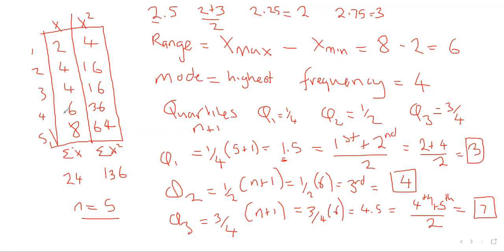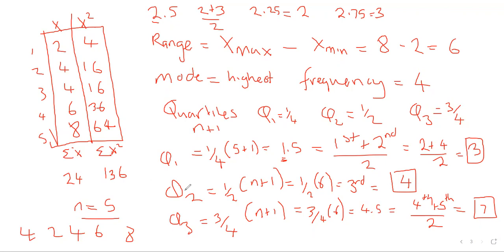So the first thing you needed to do was to rearrange your data. Your data was 4, 2, 4, 6, 8. You have to rearrange it in order. So that is how you're supposed to do it.